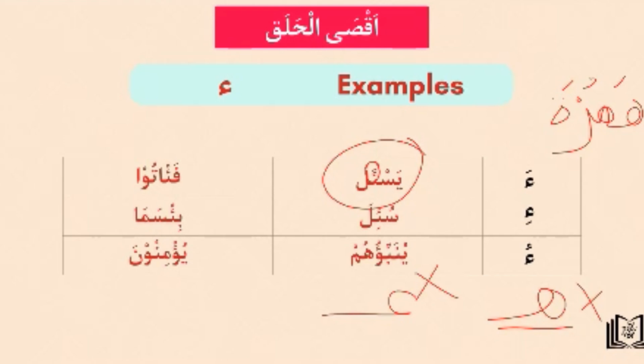If you only have the hamza by itself, this you will call hamza. But when it comes in a word like this, you will pronounce it as an alif only. It is "yes alu," not "yes halu."